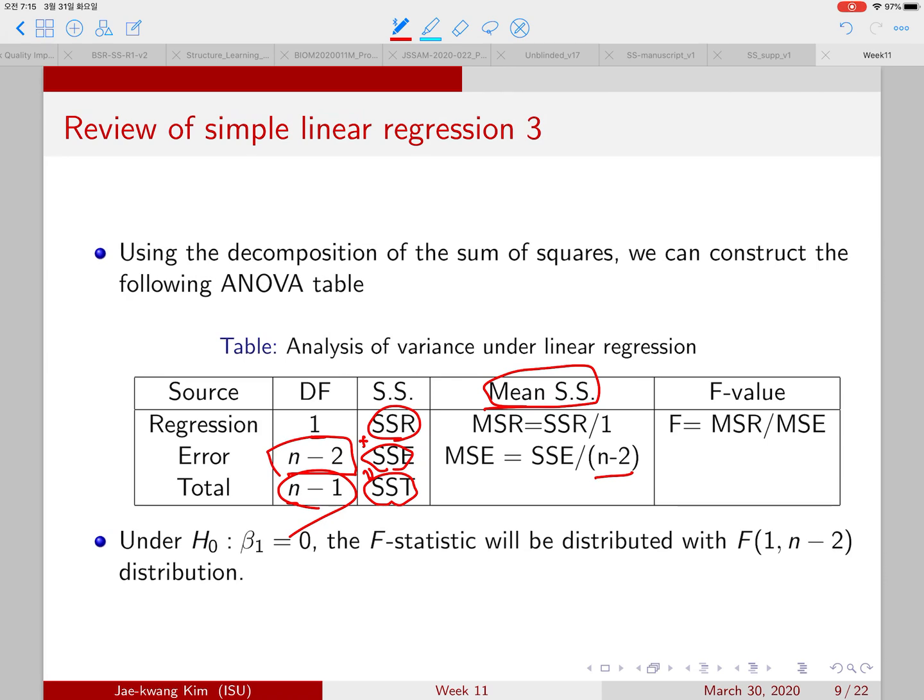Okay. So that gives the ratio of these two, which is the F value, and it turns out that this F statistic will be distributed with 1 and n minus 2 degrees of freedom under the null hypothesis that beta 1 equals 0.